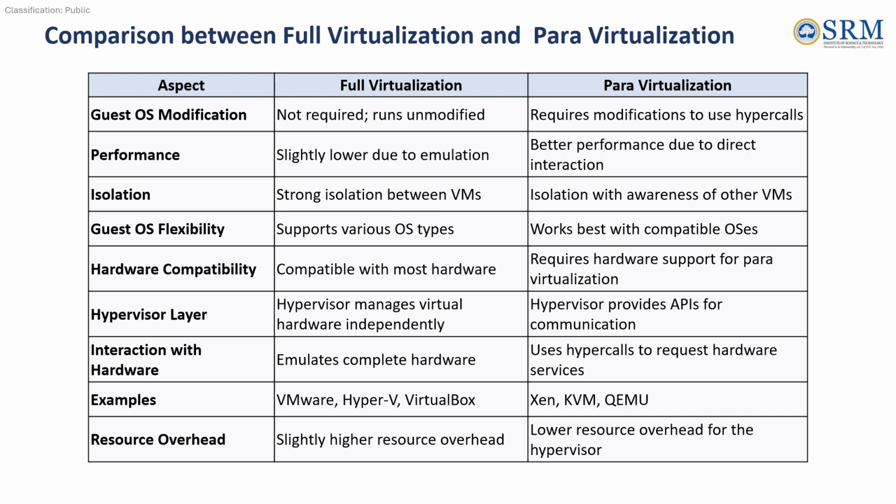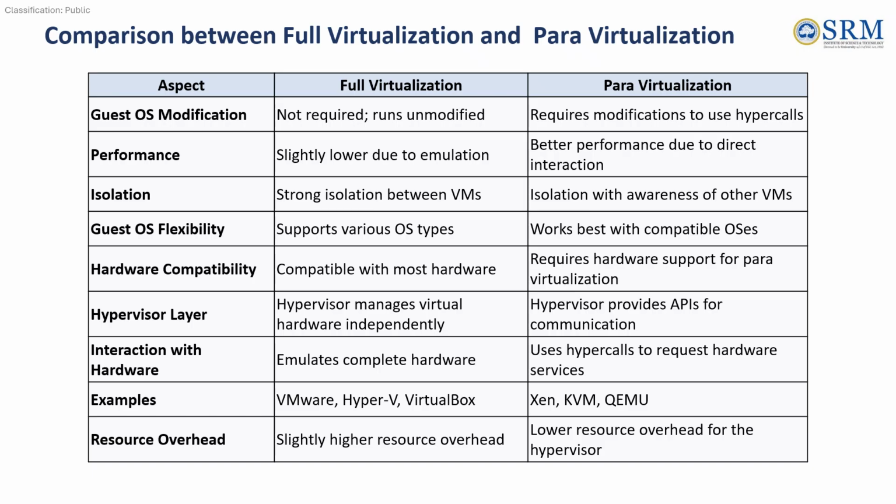This slide compares full virtualization and para-virtualization based on different aspects. In full virtualization, the guest operating system does not require any modification, whereas para-virtualization requires the guest OS to be modified to support hypercalls. When we consider performance, para-virtualization is generally faster because it allows direct interaction with the hypervisor. Full virtualization may have slightly lower performance due to emulation and binary translation overhead.